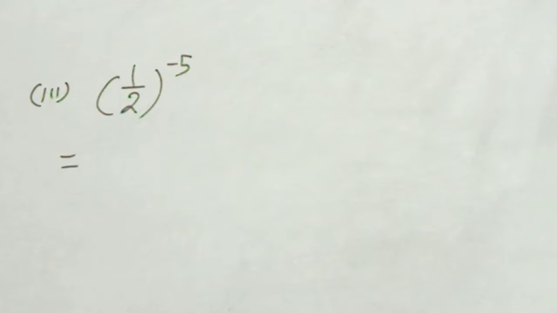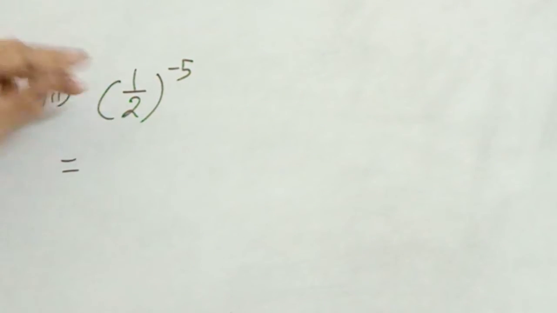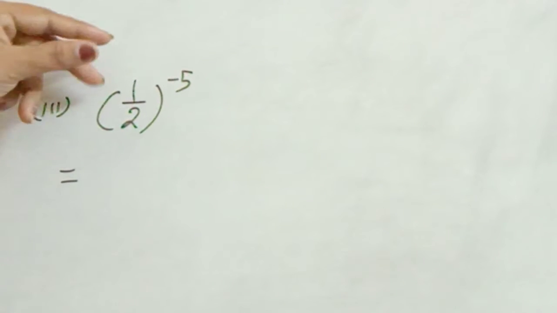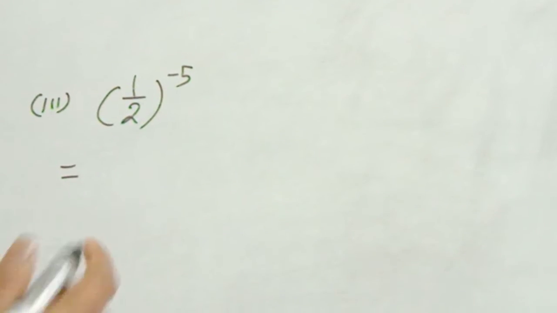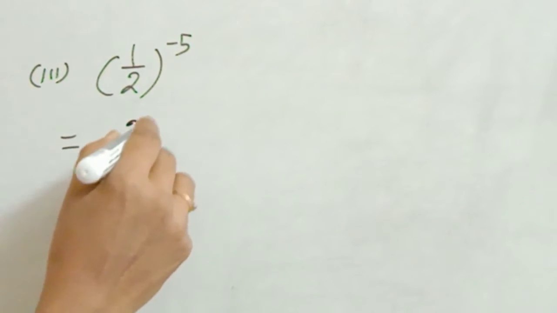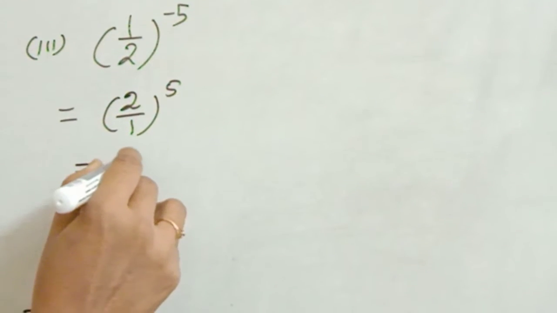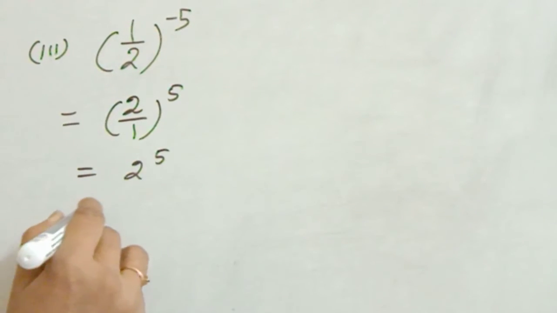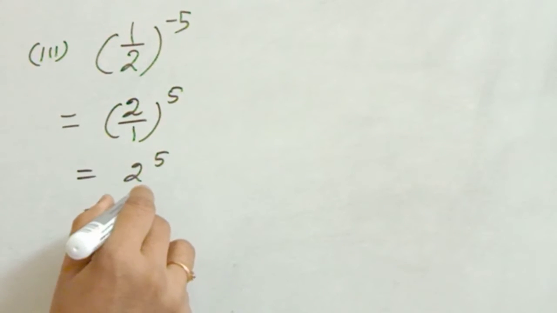Next sum. Question number 3, (1/2) to the power minus 5. As it is a minus power, we will change the numerator to denominator and denominator to numerator to make it a positive power. That means you have to make its reciprocal. So (2/1) to the power positive 5. Now 2 to the power 5, which is 2 into 2 into 2 into 2, that is 5 times 2, will be 32.